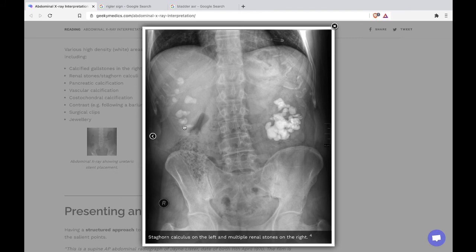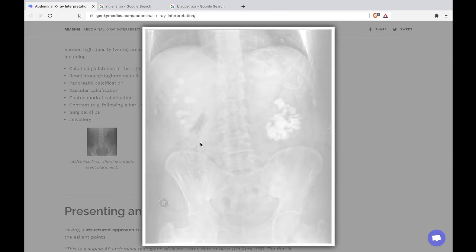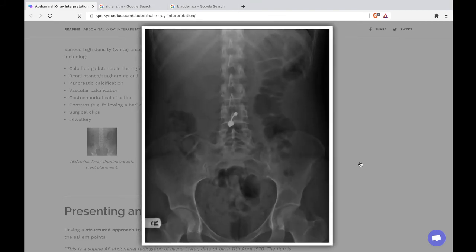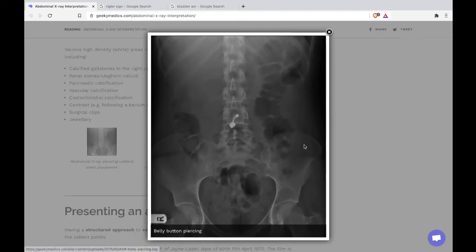Ah, so the right kidney is up here. I thought it was supposed to be lower than the left kidney, given the position of the liver is here. So this is staghorn calculus, a really big one in the renal pelvis. This is multiple renal calculi in the right one. Okay, oops, what is this? Belly button piercing, okay.